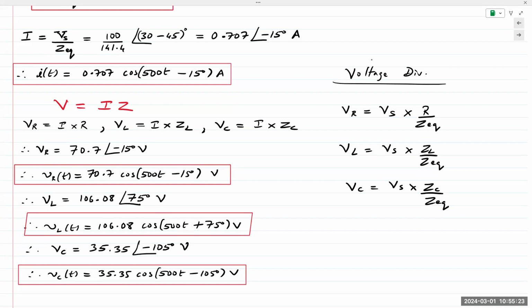Yeah, DC circuits would not have any impedance. All right. Any other questions?